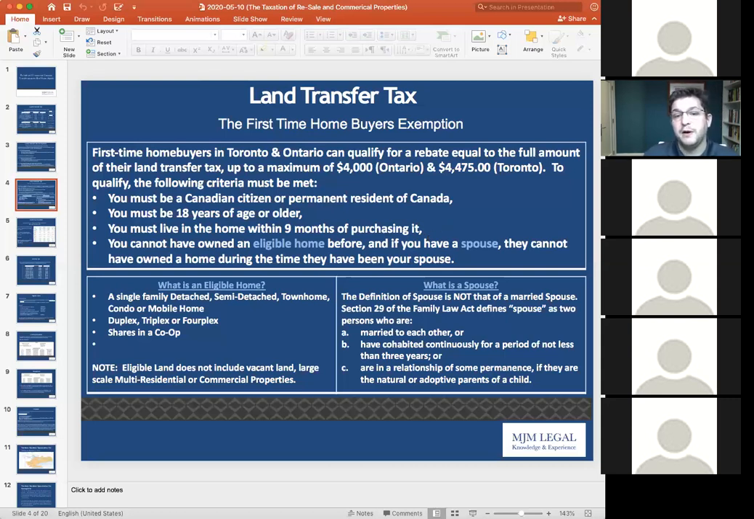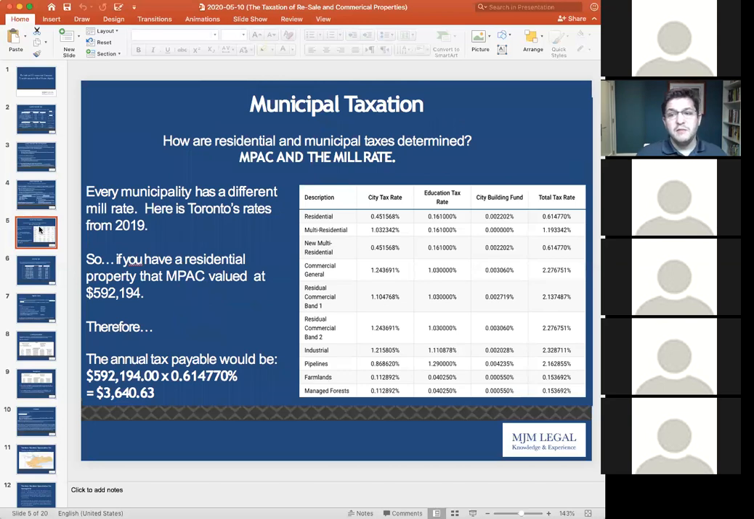Does that make sense? I'm going to pause here for a minute before I move on. That is what there is to know about land transfer tax as best as I can determine from my experience doing this. Anything anyone wants to add before I move on from land transfer tax? No, we're clear? Okay. Let's now move on to municipal taxation.